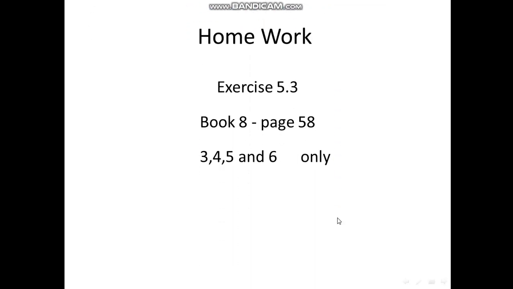Now, homework, please try exercise 5.3, book 8, page 58. Do numbers 3, 4, 5 and 6 only. If somebody needs more, he can write to me privately. But for me, the important questions are 3, 4, 5, and 6. And in 2-3 days, I shall also upload the solutions for these 4 questions.